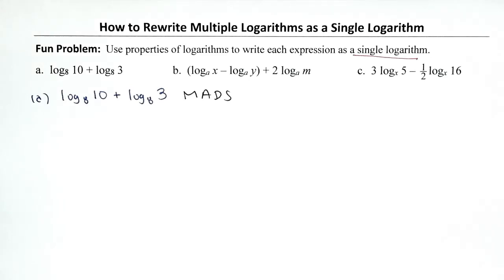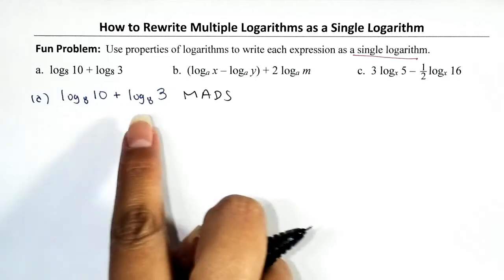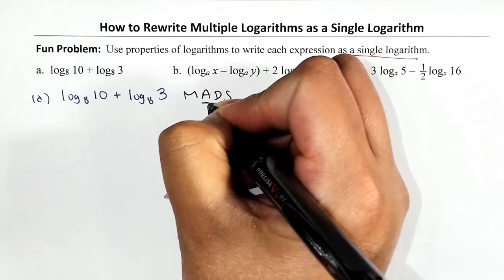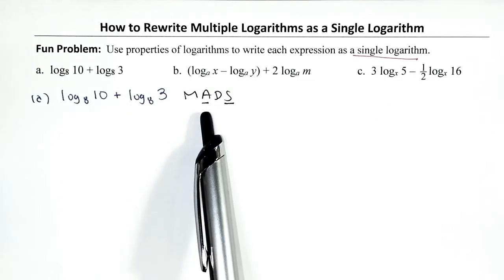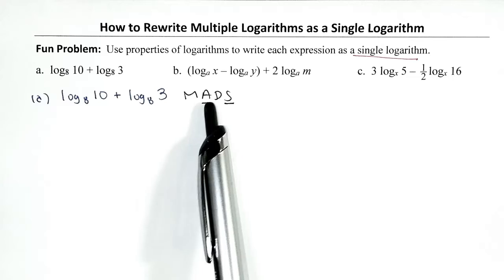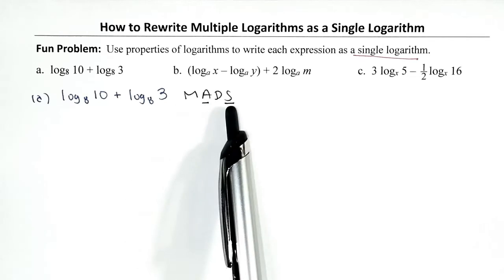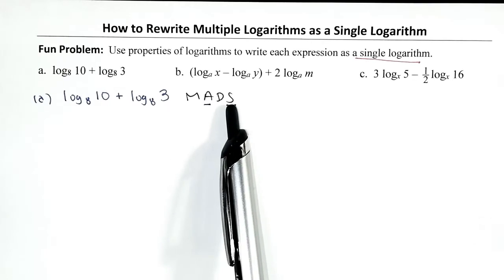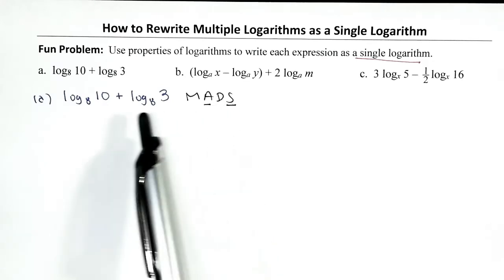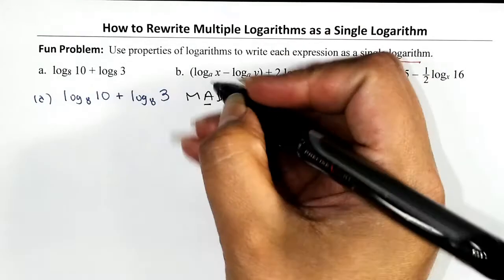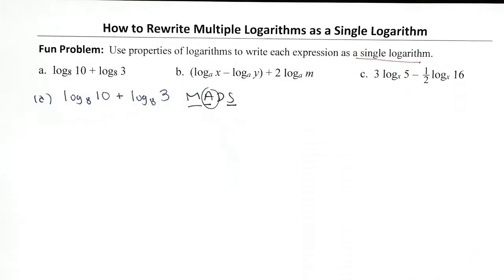So now I want to know, can I really backtrack to a single logarithm? We're going to look at what's going on between the logs. Am I adding the logs? Am I subtracting the logs? If we're adding the logs, then when we backtrack to a single log, we're going to multiply the arguments. If we're subtracting the logarithms, then we're going to divide the arguments. But in this case, we have a sum of logs, so we are going to backtrack to a single logarithm by multiplying the arguments.